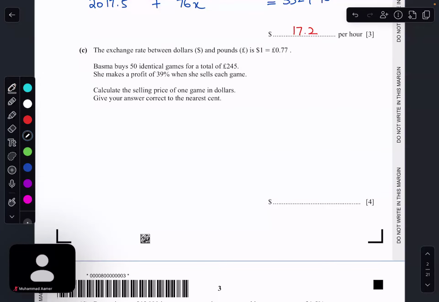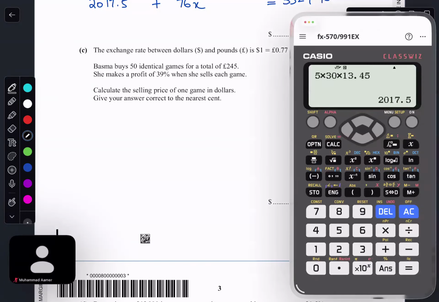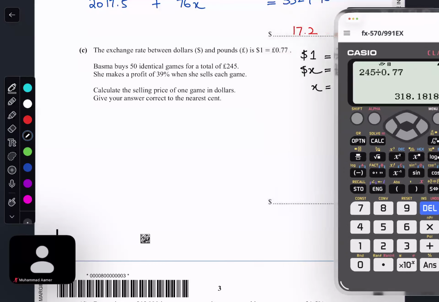So, first of all, what is the exchange rate? The exchange rate is $1 is equal to 0.77 pounds. Then we have to figure out, because we have to give our answer in dollars. So, what should we do? Let's convert the total she spent, 245 pounds, into dollars. So x is equal to how many dollars? This should be 245 divided by 0.77. 318.182.